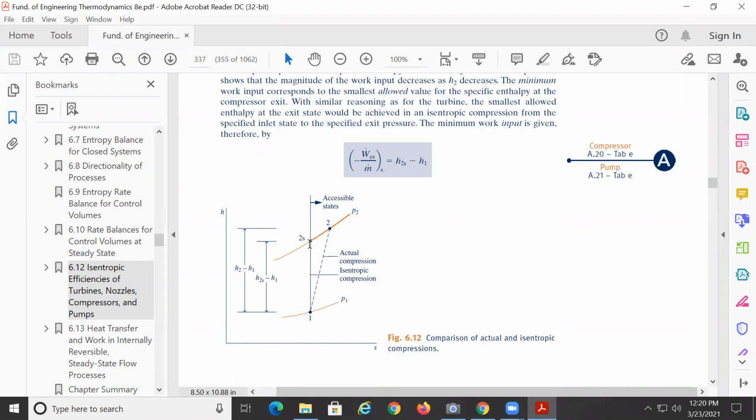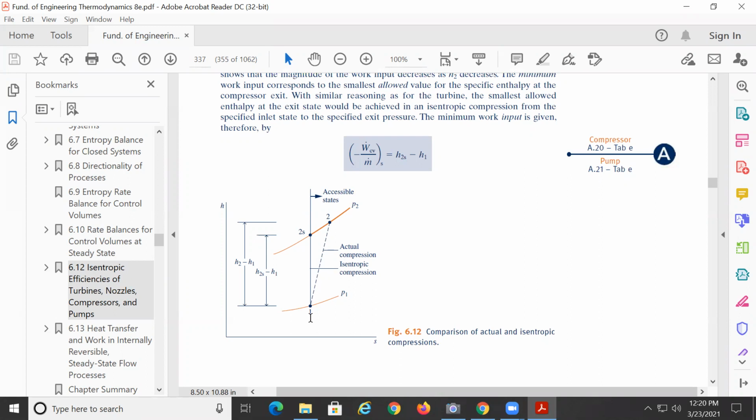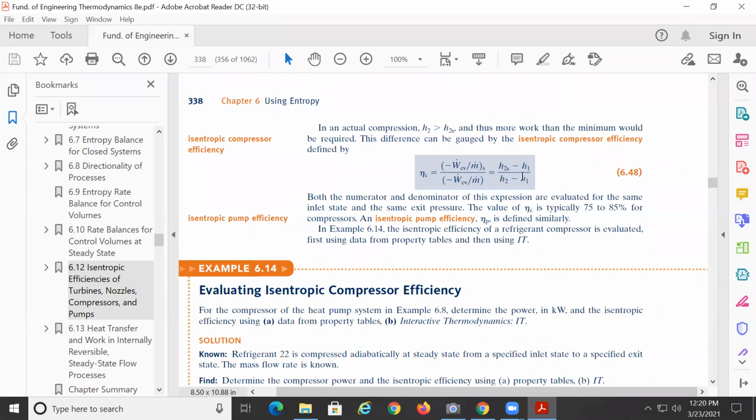So the efficiency should be equal to what? H2S minus H1 divided by H2 minus H1. Probably the equation we're going to see next, no? The efficiency of the compressor is H2S minus H1 over H2 minus H1.